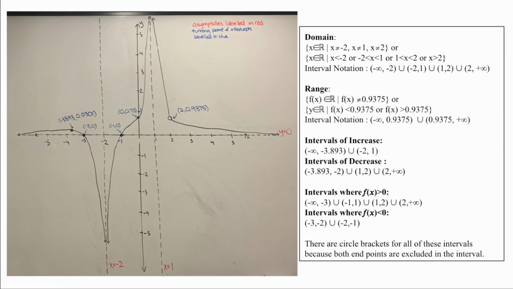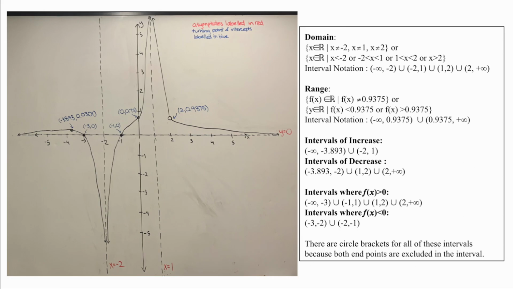For the intervals of increase, we can visually see that the function is increasing left to right from negative infinity to negative 3.893 and from negative 2 to 1. For the intervals of decrease, we can see that the function is decreasing left to right from negative 3.893 to negative 2, then from 1 to 2 where it reaches the hole, and from 2 to positive infinity.